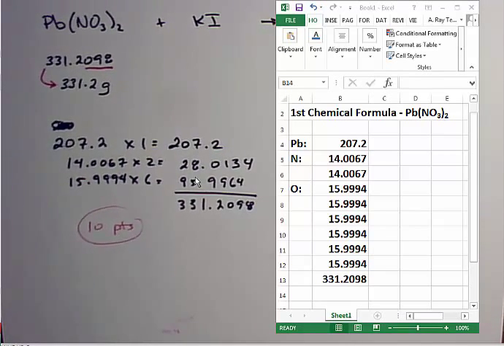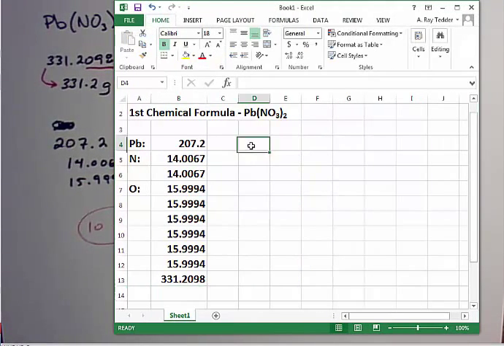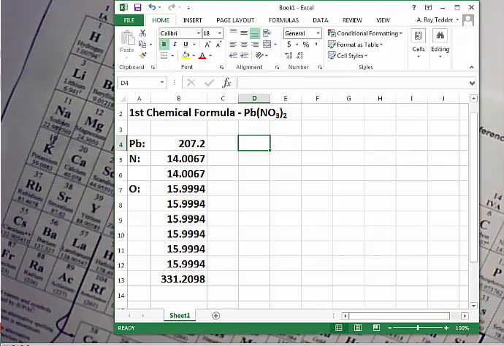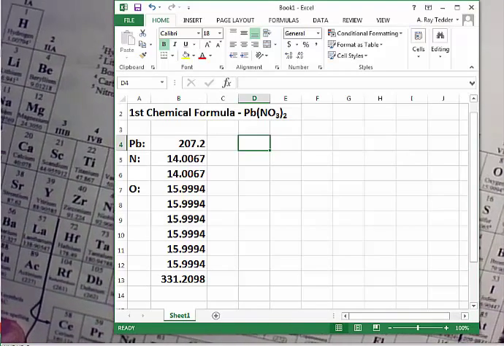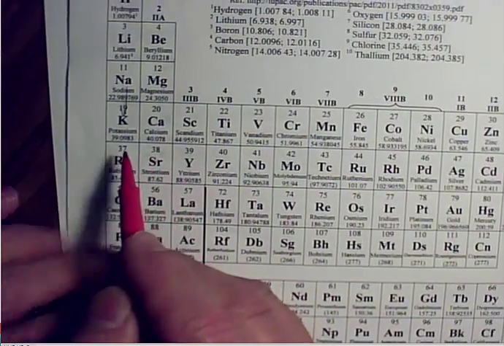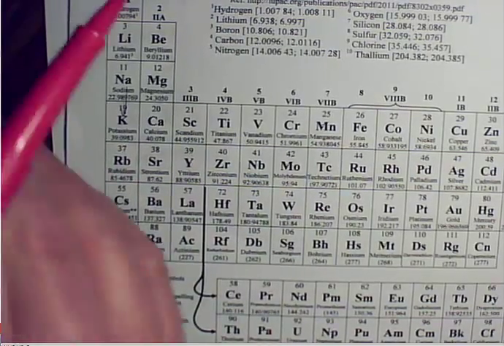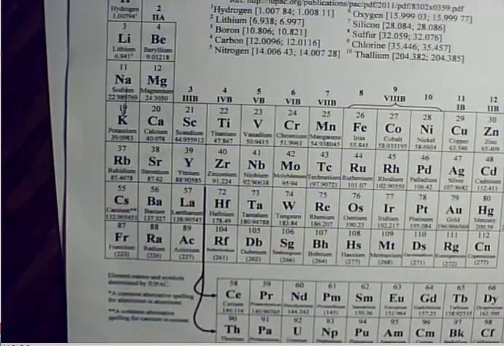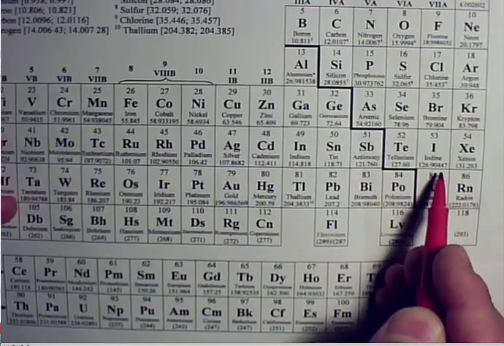Okay? All right. Oh well, sorry. All right, so the second chemical formula is going to be potassium iodide. Potassium has an average atomic mass of 39.0983, right? Okay, and then iodine has an atomic mass of 126.90447.